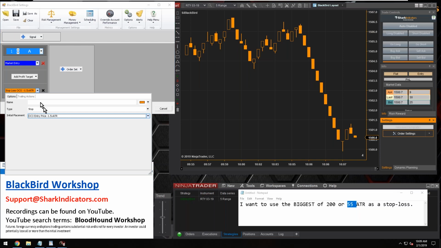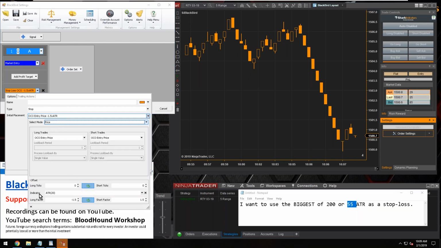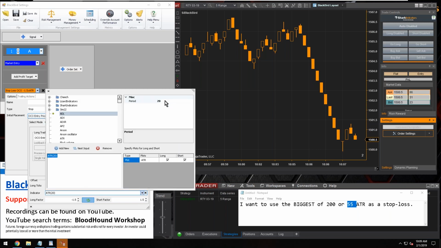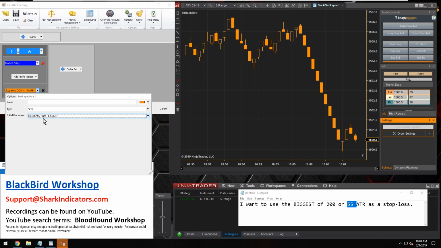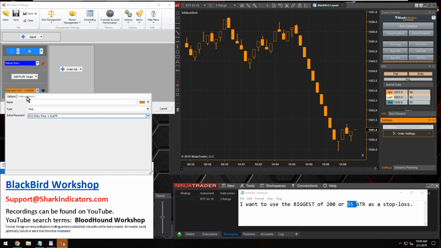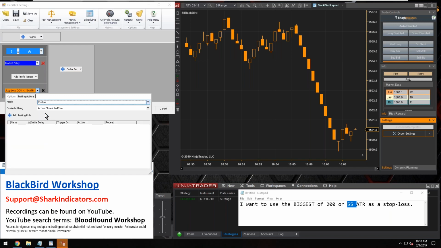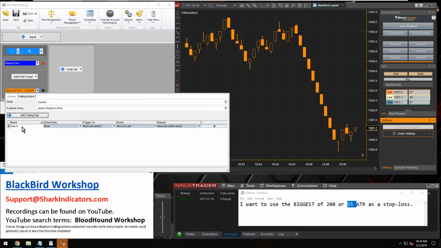All right, so we'll go down here. In the offset section, we'll see we're using an ATR 20 period. So we'll open this up and we'll adjust the period to 55. There we go. All right, so we just picked one of the ATR periods for the initial placement. The next step would be to switch over to the trailing actions, and we do need to enable it. So let's set it to custom, and then we'll add a trailing rule.